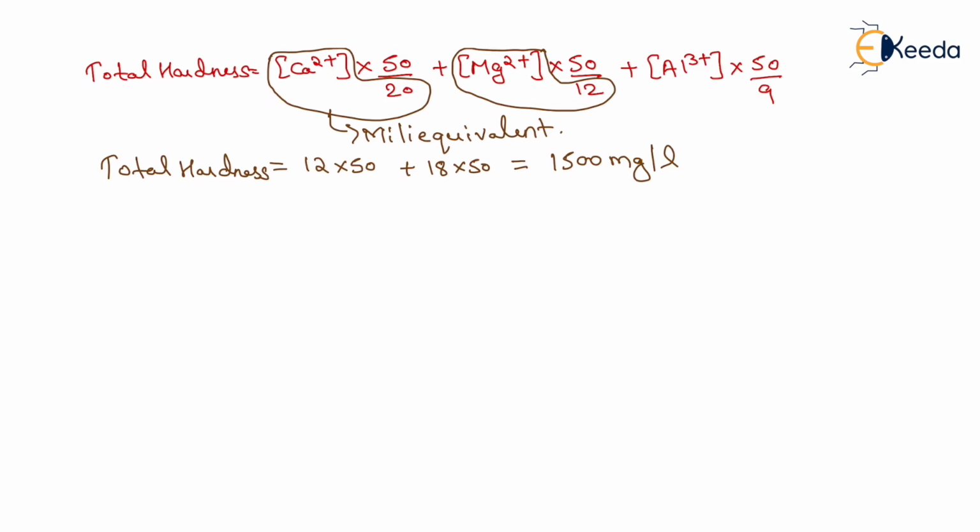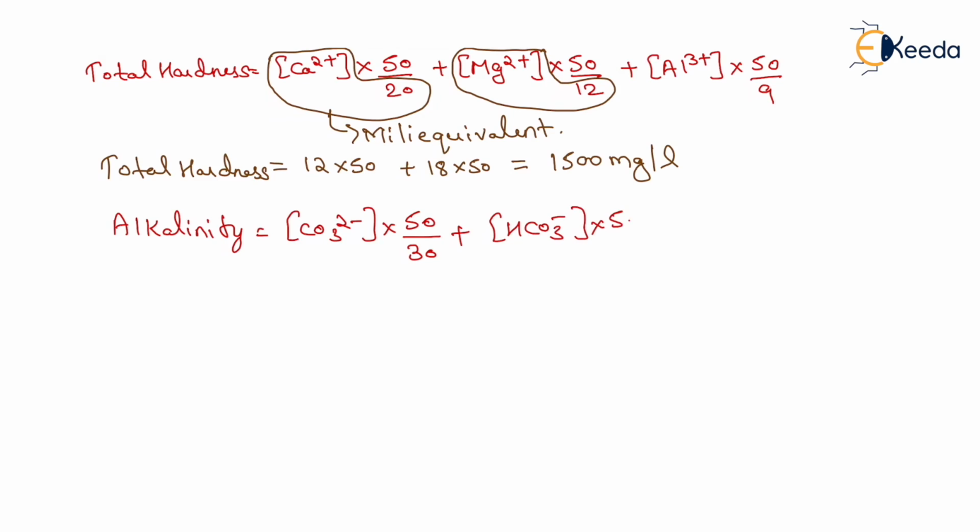Now you need to find the alkalinity, and you know the formula of alkalinity, which is equal to carbonate concentration in milligram per liter multiplied by 50 divided by the ionic weight of carbonate, which is 30. Similarly, bicarbonate concentration in milligram per liter multiplied by 50 divided by the ionic weight of bicarbonate, which is 61. Similarly, OH negative concentration in milligram per liter multiplied by 50 divided by the ionic weight of OH negative, which is 17. Now we have the pH, which is 8.5. It is already given in the question that pH is equal to 8.5.